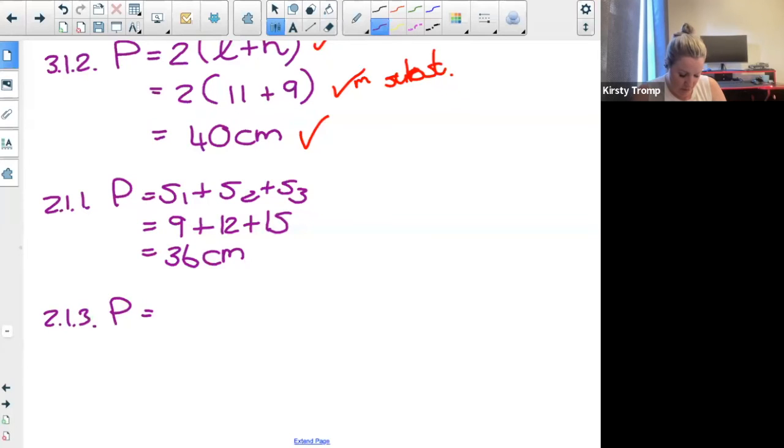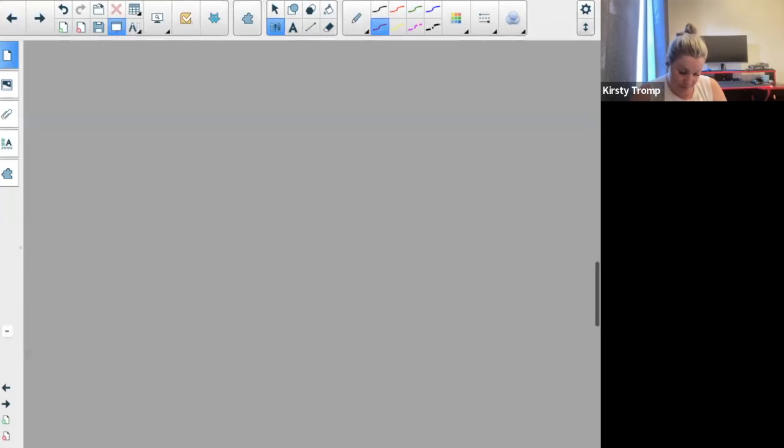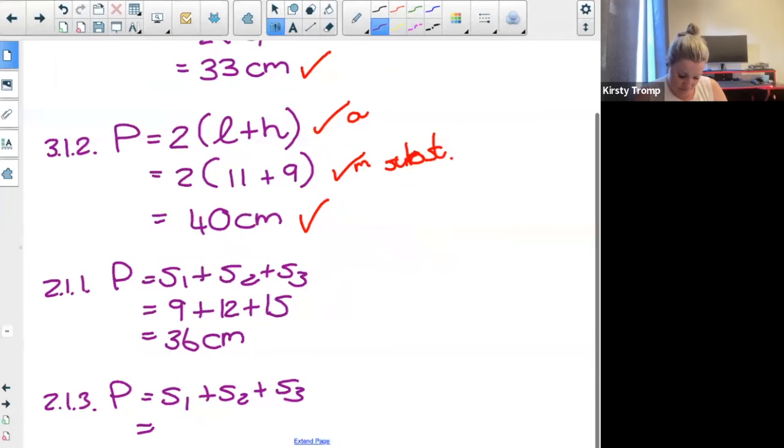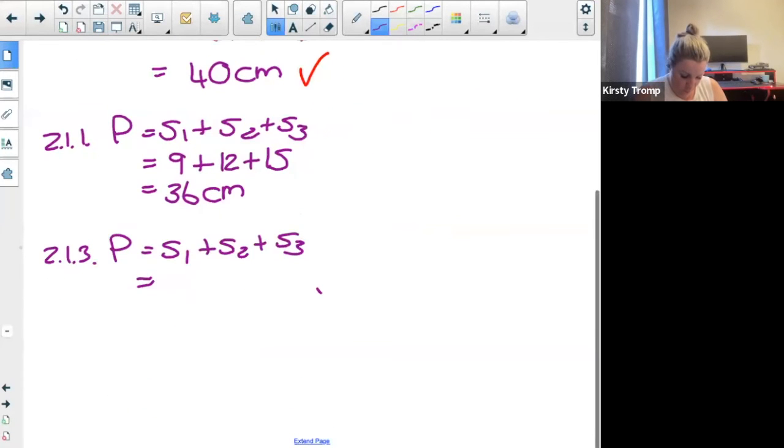Okay, perimeter equals, it's a triangle as well, side 1 plus side 2 plus side 3. All right, let's go back here. There's my triangle. So I've got 4,5 plus 7,5 plus 6. Okay? So 4,5 plus 7,5 plus 6. All right, I add those together.